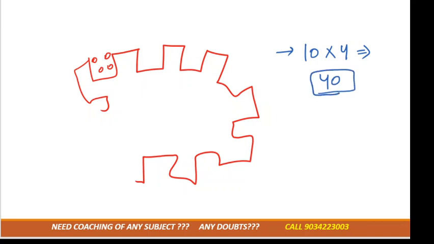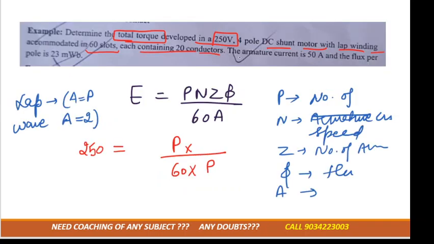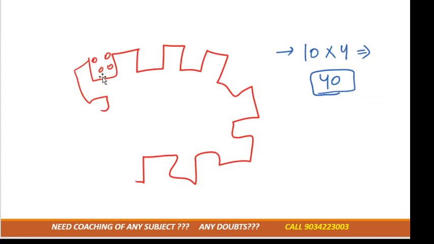40. Similarly, we can calculate Z, the number of armature conductors: 60 slots and each containing 20 conductors. So how much is Z? That is 60 into 20, right? 60 into 20 is 1200 conductors. Correct? Like I placed 4 conductors here, now 20 are the conductors and 60 are the slots. So the total number of conductors is 60 multiplied by 20, that is 1200. Clear?